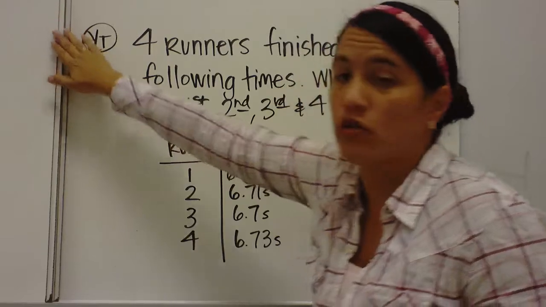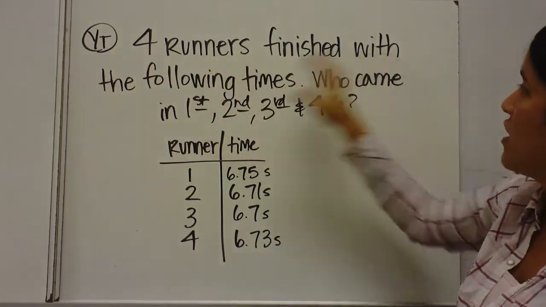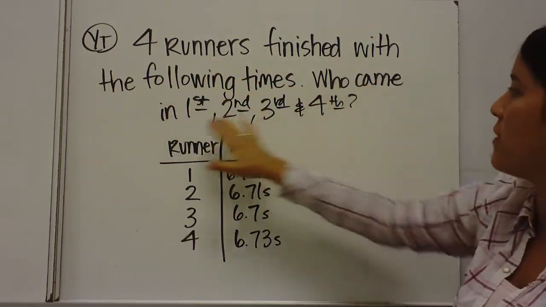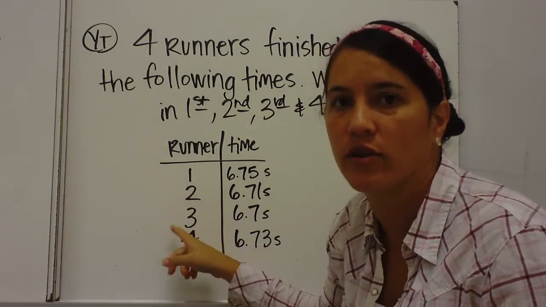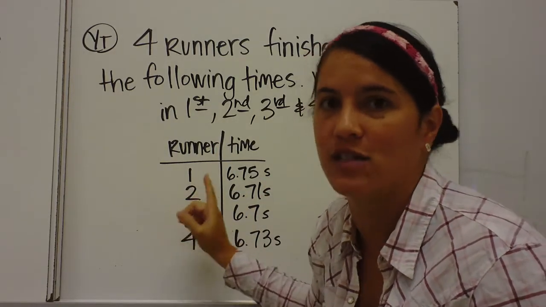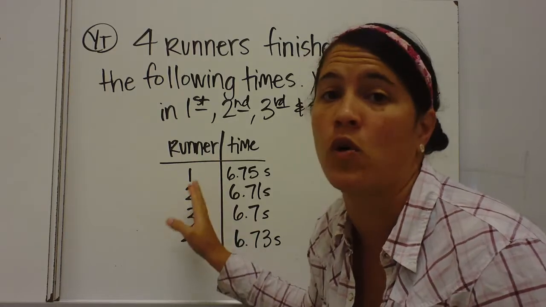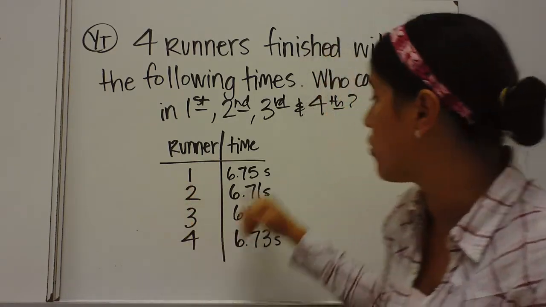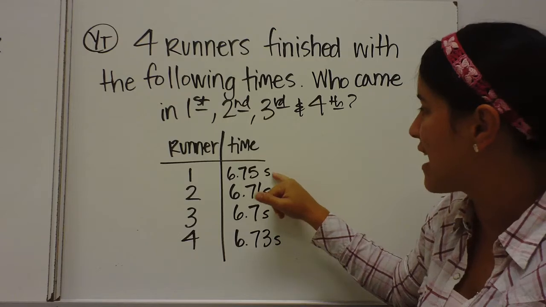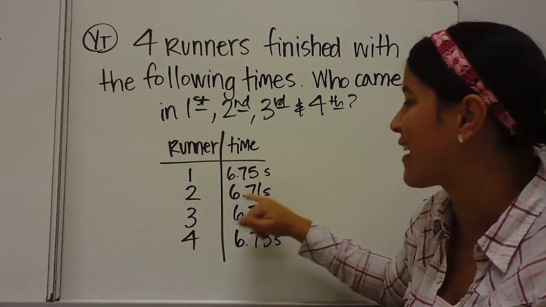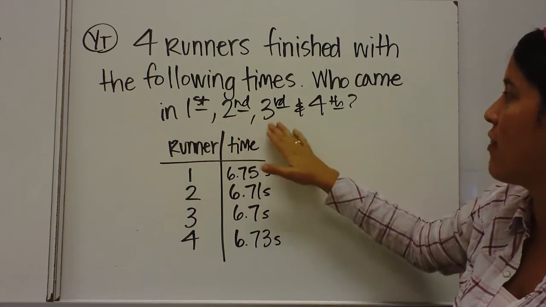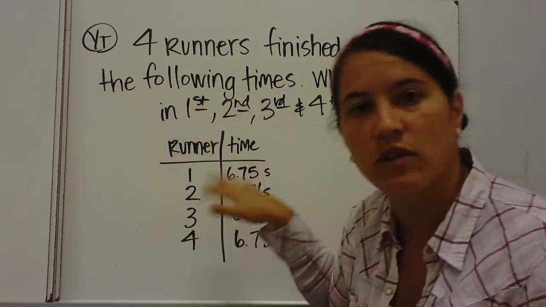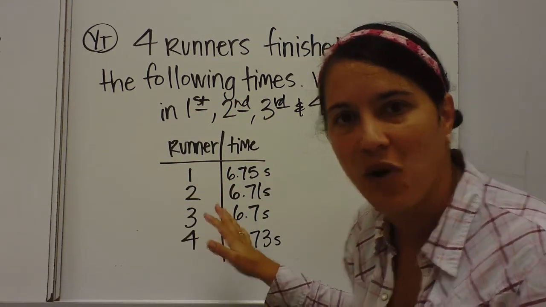Alright, so this last one is a U-try. 4 runners finished with the following times. Who came in first, second, third, and fourth? So here are 4 runners. Runner 1, runner 2, runner 3, runner 4. This doesn't mean that this is the first place runner. This is just runner 1. Runner 2, runner 3, runner 4, and their times. This is seconds. 6.75 seconds. So my question to you is who came in first, second, third, and fourth? So do this one on your own, and then we're going to go over it tomorrow in class.